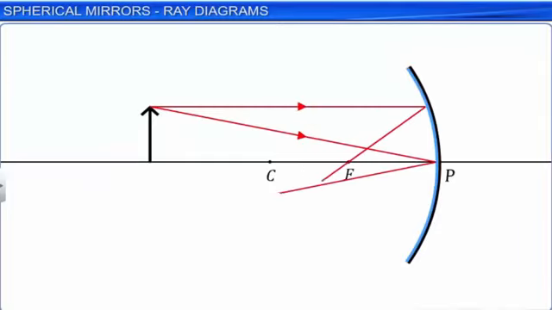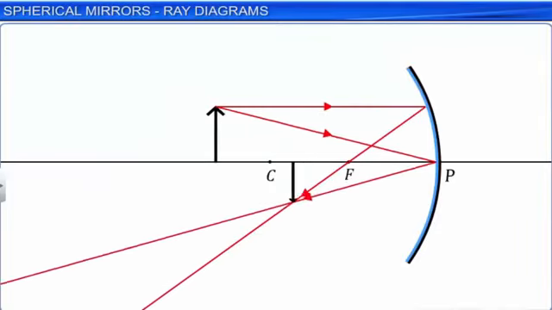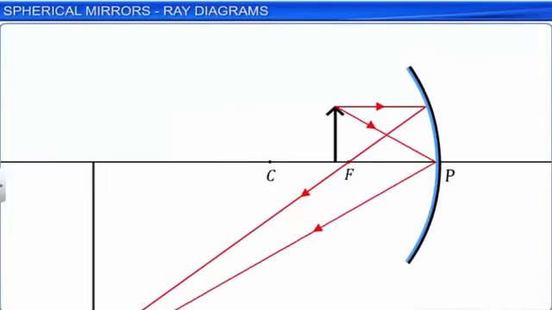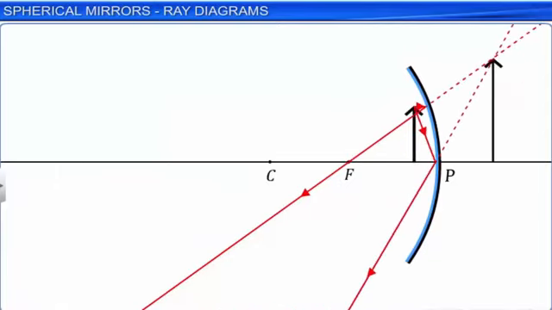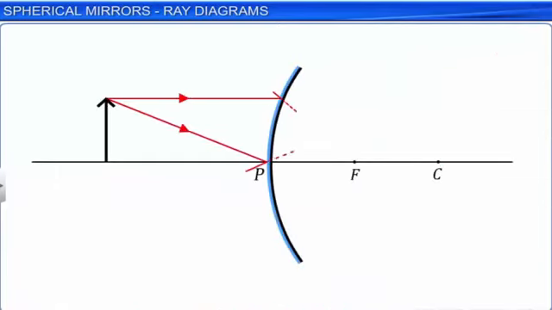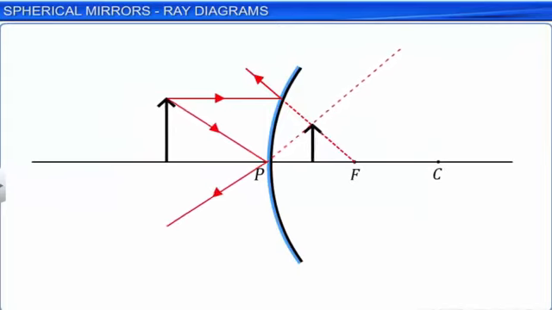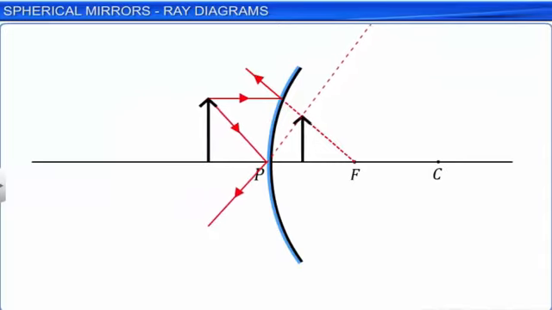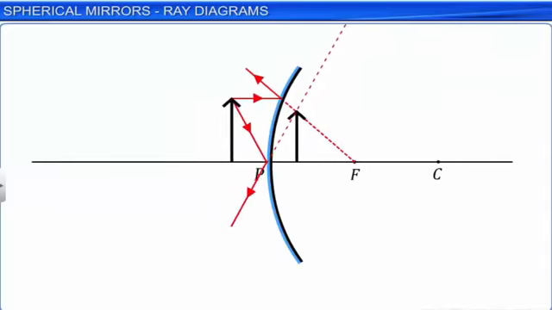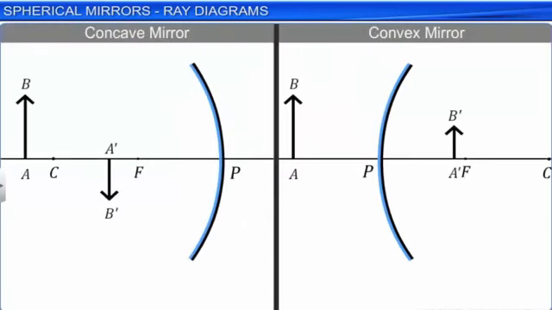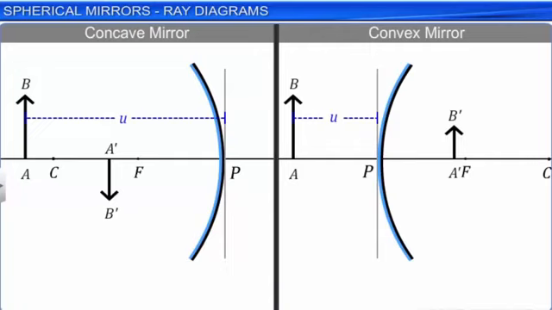Images formed by a concave mirror for different positions of an object are as shown. Similarly, in the case of a convex mirror, for different positions of an object, the images formed are as shown. Usually, the distance of the object from the mirror is denoted by u, and the distance of the image from the mirror is denoted by v.